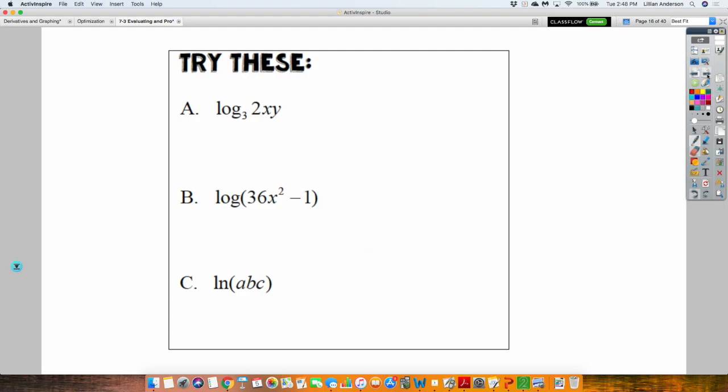So far, so good? Okay, so let's look at these examples. It says try these, okay? We have log base 3 of 2xy. What's connecting 2 to x and to y? Multiplication. So we can expand this by basically rewriting this as log base 3 of 2 plus very good.